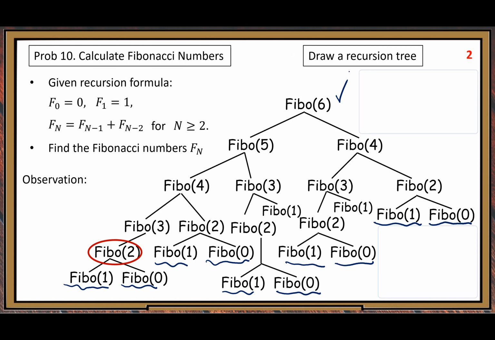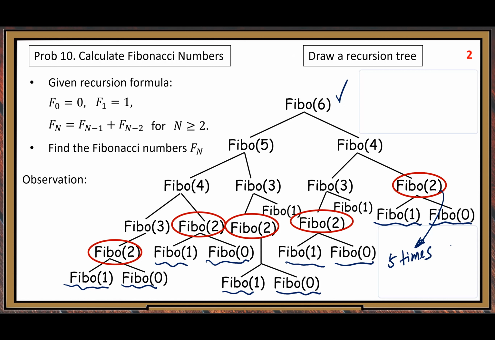Observation. Look at Fibonacci of 2. How many times do we need to calculate Fibonacci of 2? You can see 5 times, right? In order to calculate Fibonacci of 6, based on the recursion, we need to calculate Fibonacci of 2. This same number we need to calculate 5 times.